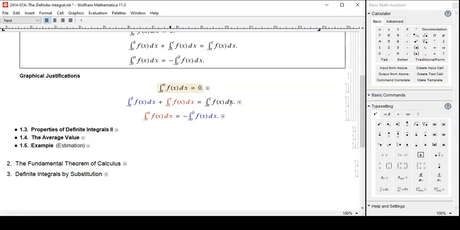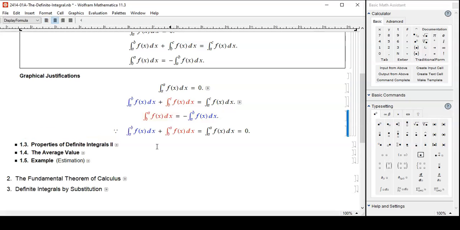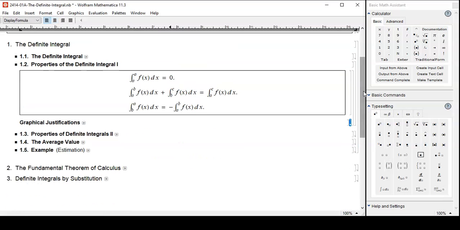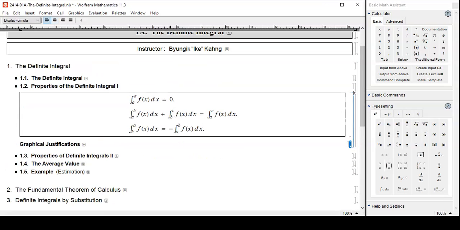And then put these two together, and you can prove that the integral from b to a of f of x dx is the same as the negative of the integral from a to b of f of x dx. Basically, we're going backward, then we get negative. If you add them up, you get ab, ba, so a to a. But that's 0, as we proved here, graphically, I mean. And there go the 3 basic properties of definite integrals.